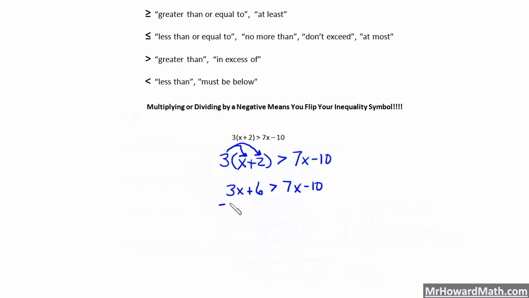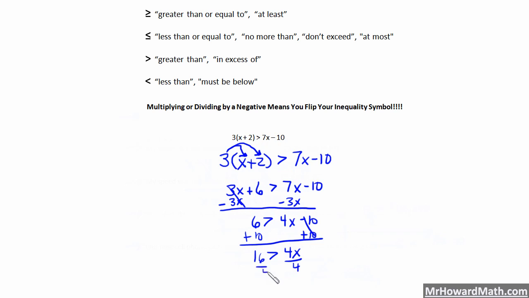It's okay to subtract 3x first. You don't have to subtract the numbers first, or get the numbers over on one side first. This is not wrong. So I have 6 is greater than 7x minus 3x, which is 4x minus 10. Then I'm going to add 10 to both sides, and I get 16 is greater than 4x. Last step, divide by 4 on both sides, and I get 4 is greater than x, which is the same thing.